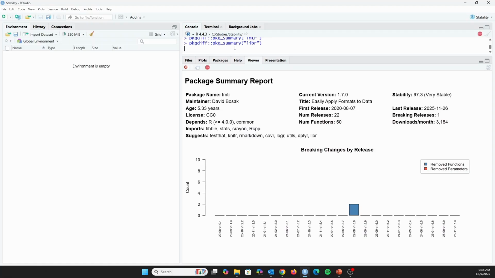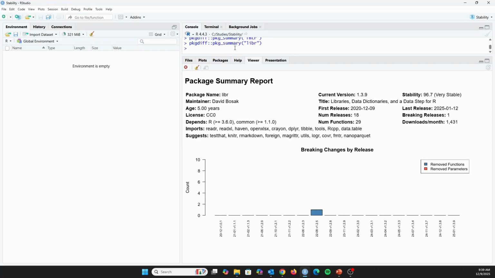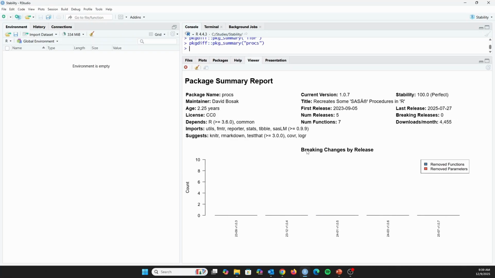Another package, libr. Also, one removal, the exact same thing happened again. There was one function in this package that got moved to the common package, and then a dependency was created on the common package so that it wouldn't affect any users. Prox package has had no breaking changes.